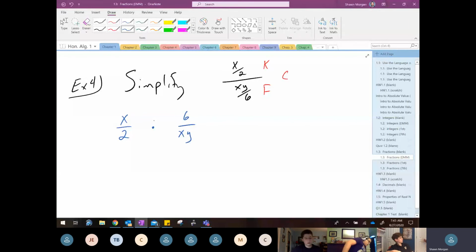Oh, well. Will Edwards, you had wanted to take a shot at this, I believe. What did you cancel out? All right, so a 2 on the bottom cancels out.